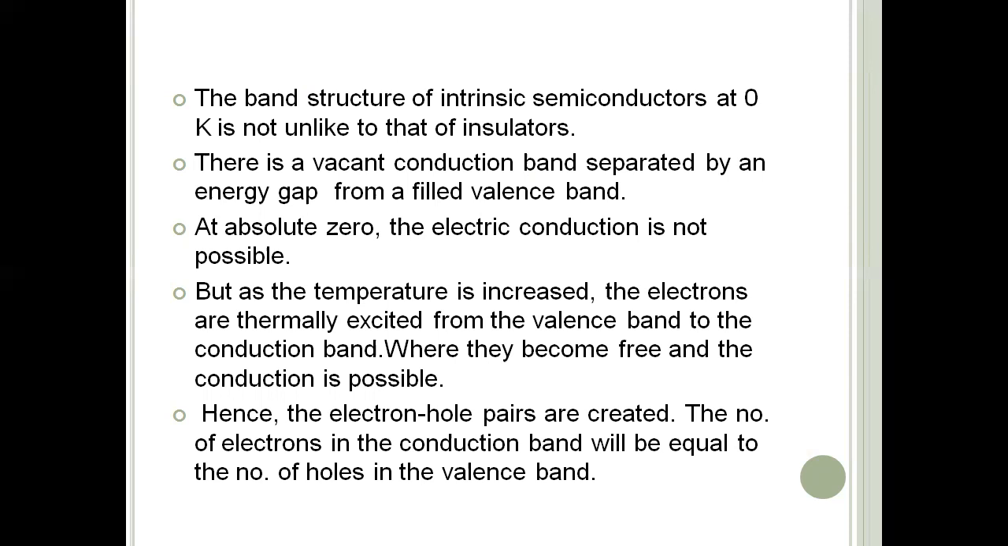So if one electron is excited from the valency band to the conduction band, one vacant space, called a hole, will be created in the valency band. Which means that if an electron is excited to the conduction band, a hole will be created in the valency band. Therefore, electron hole pairs are created in an intrinsic semiconductor in equal proportions, which means that the number of electrons in the conduction band will always be equal to the number of holes in the valency band.